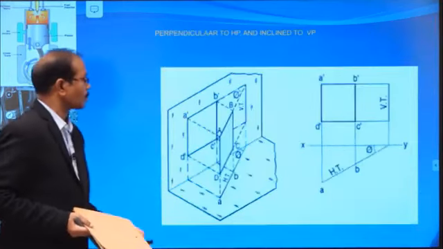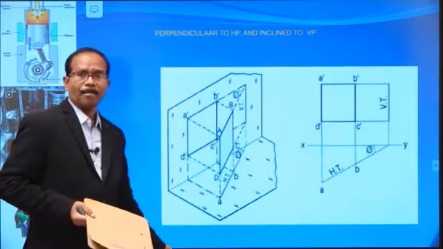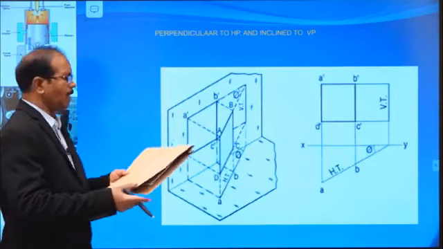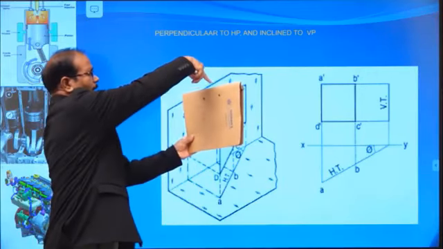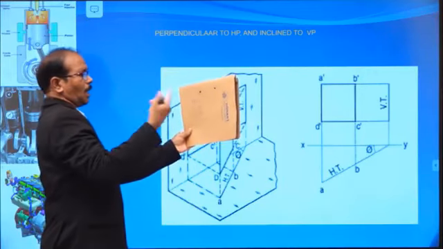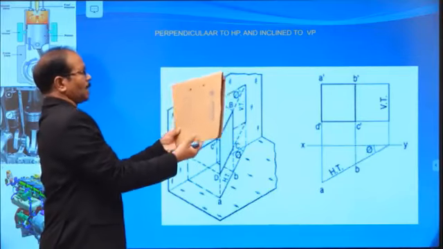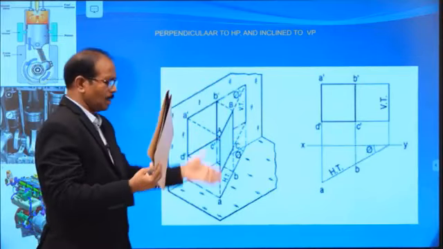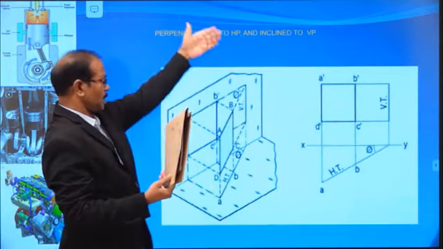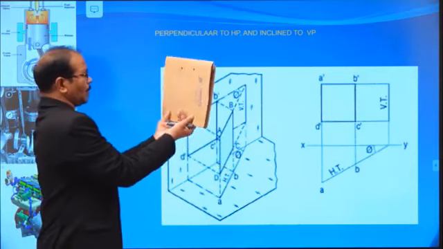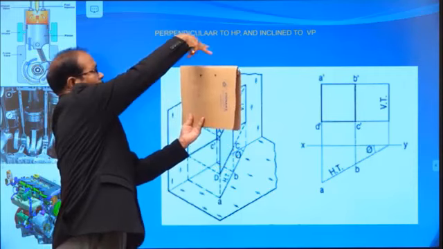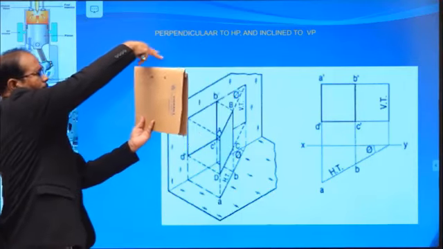Let's observe this one. Now another way, inclined to VP. For example, take a board inclined to VP. Say this is the inclination. How can we solve this one? For example, I am assuming this is the vertical plane, and this is the horizontal plane. Now the board is inclined to the vertical plane. This is the inclination.